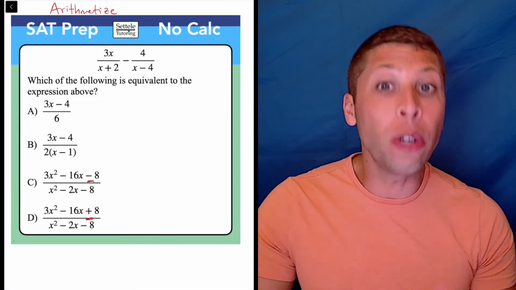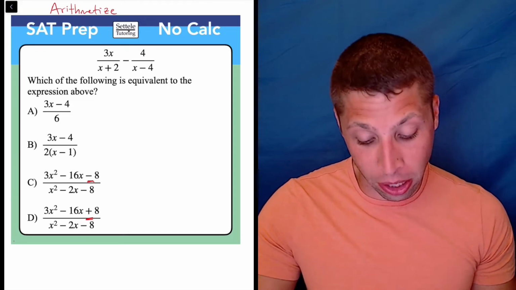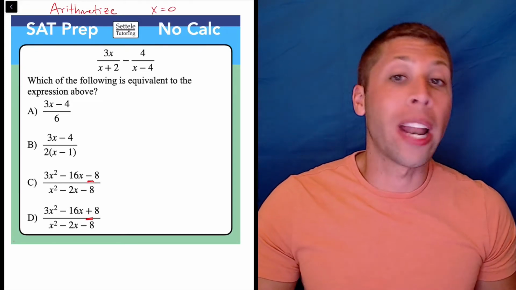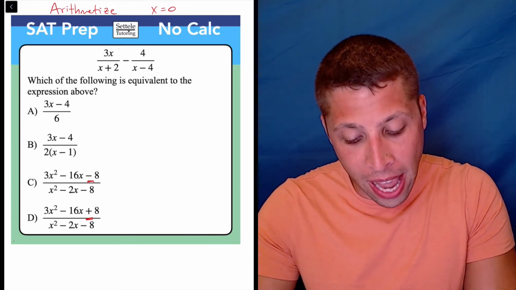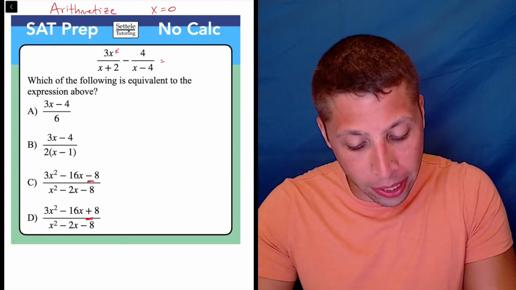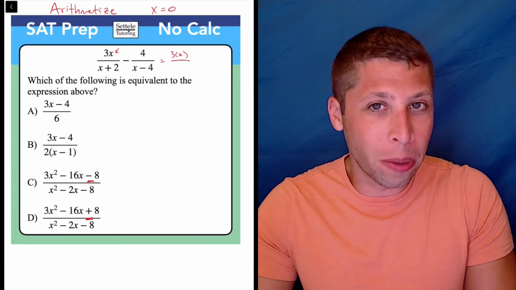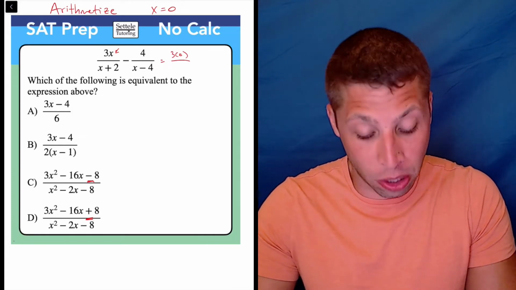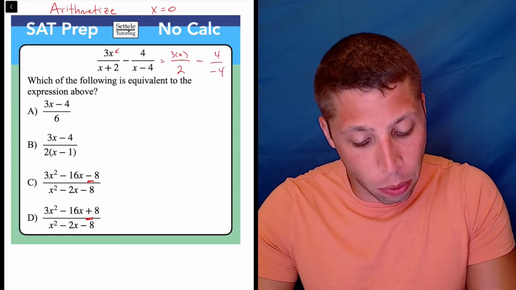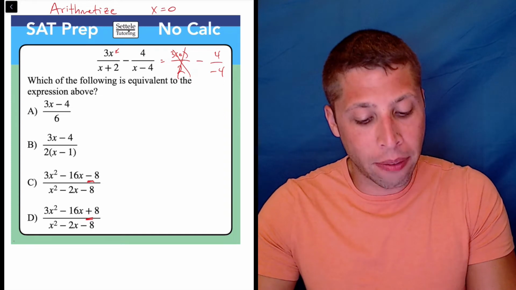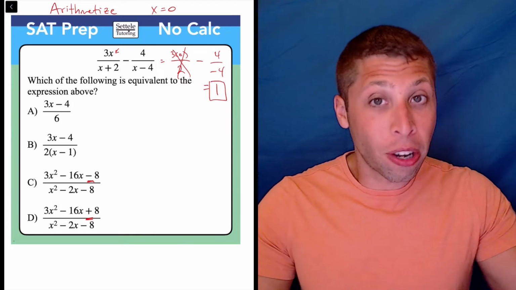So what arithmetize lets us do is simplify the problem by using numbers instead. So you need to look at this and go, okay, x equals 0, what happens? Well, if we plug that in, first of all, the first term completely disappears, right? Because if this x here is a 0, then what's really happening is we have 3 times 0, which is 0, over 0 plus 2. So the beauty of 0 is that once you get good at this, you can plug it in and really see what's going on very quickly. This is 0 over 2 minus 4 over negative 4. This is all going to cancel out. So really what we have is negative 4 over negative 4, which is 1. So that's our answer. That's what we're looking for.